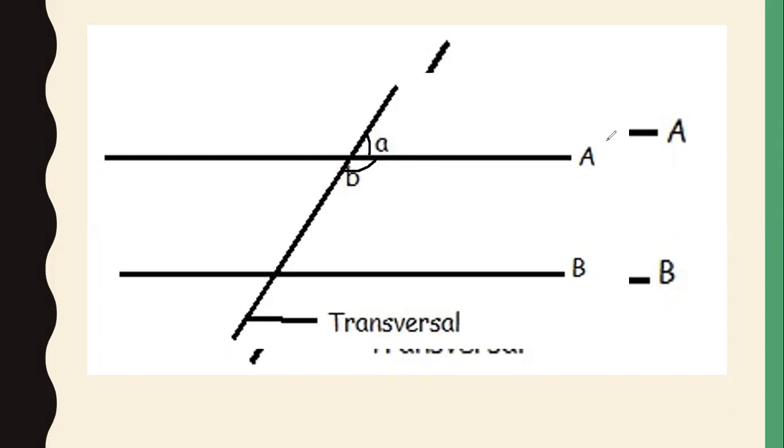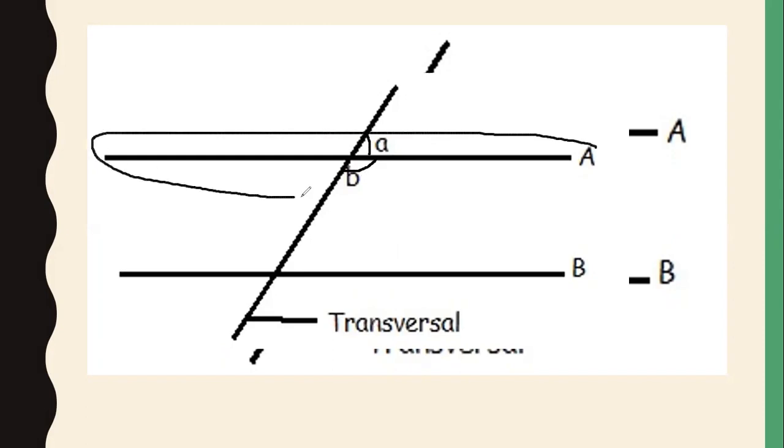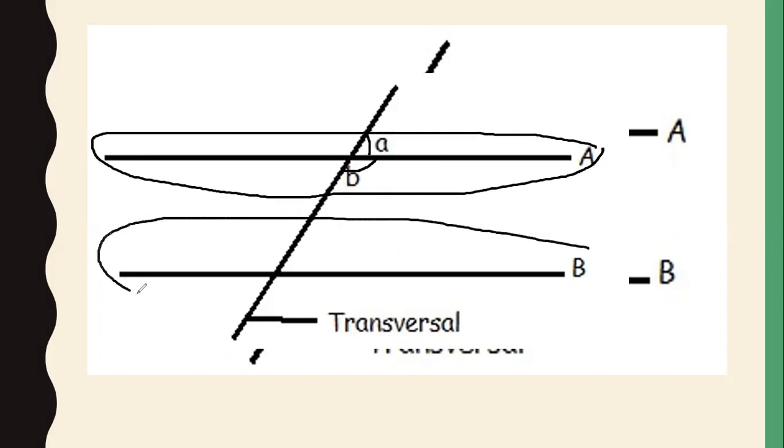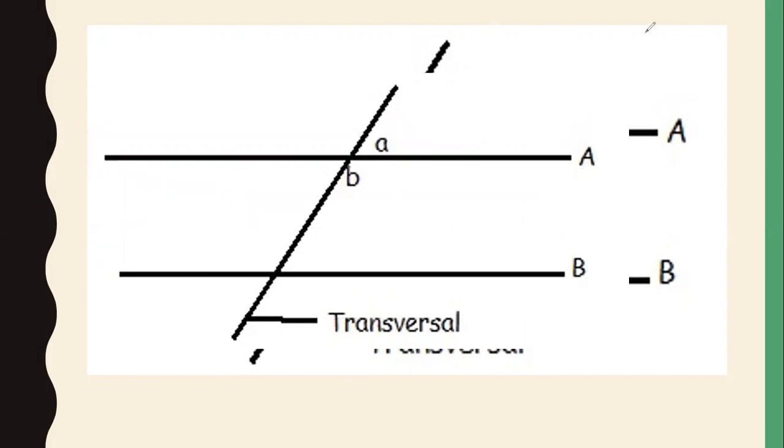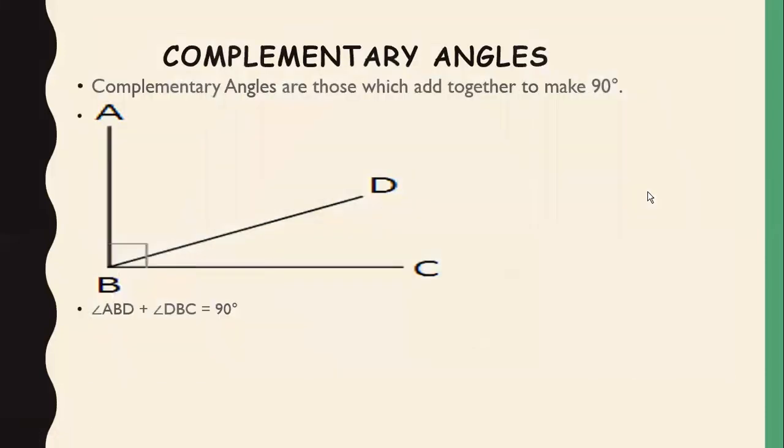This is a transversal. Now these two lines, line A and line B, are called parallel lines. You can see no matter how long you draw them, they will never meet. Is that clear now? So that is one thing I wanted to understand about this page. We have parallel lines and we have a transversal, right?